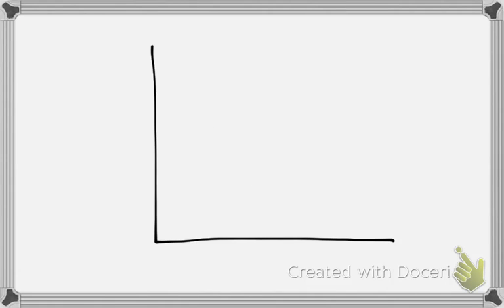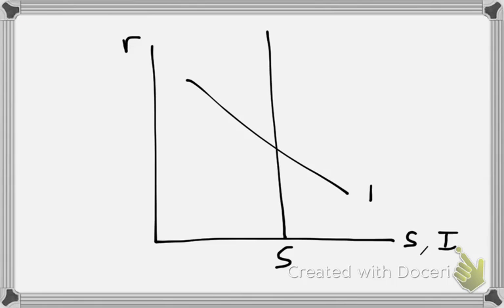Let's take a look at another possibility. So let's say we're measuring savings and investment here, and the interest rate here. We have our fixed savings, and we have our investment demand function. Let's say that investment demand decreases for reasons that are exogenous to the model, so pessimism or anticipation of fiscal deadlock by the government causes firms to be reluctant to invest.